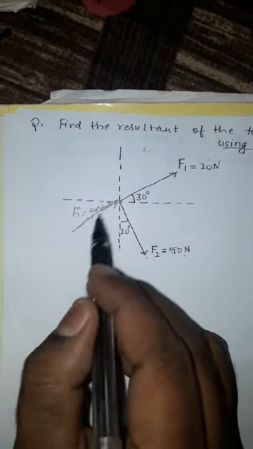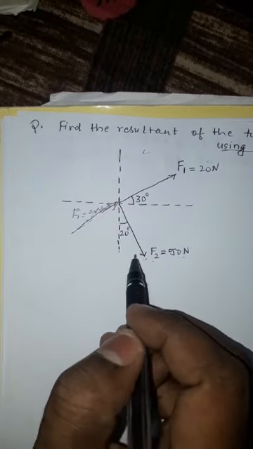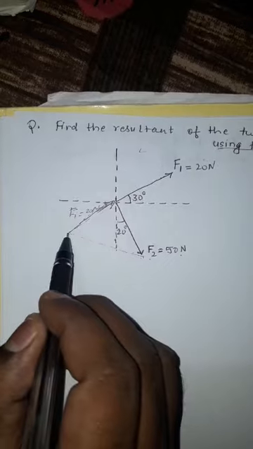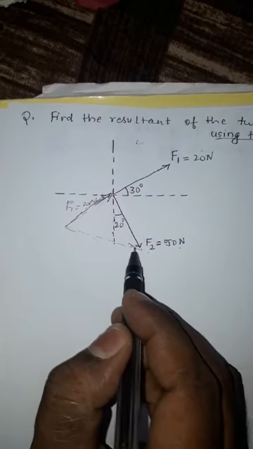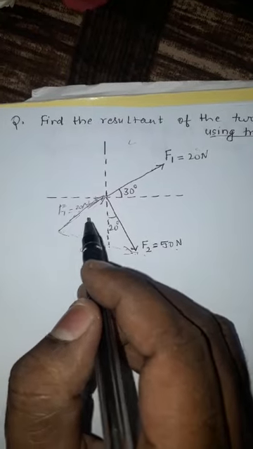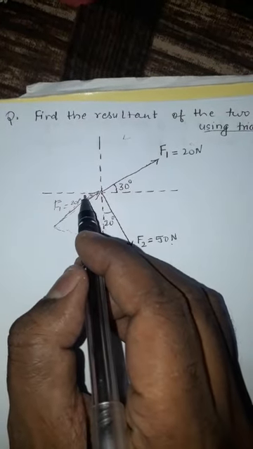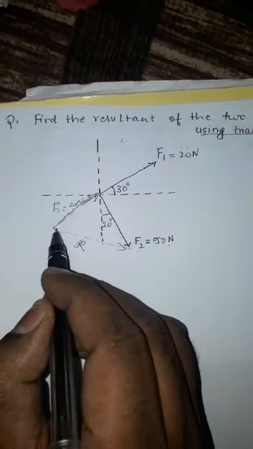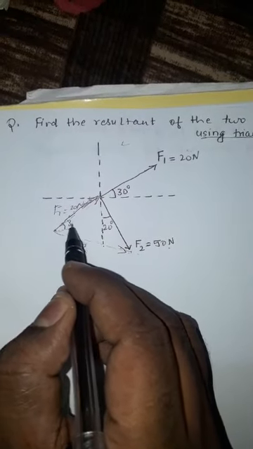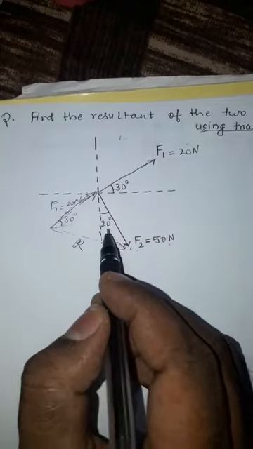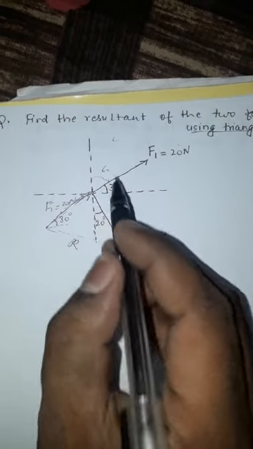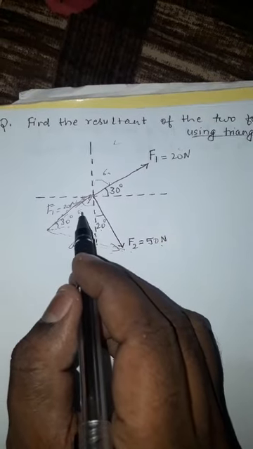So now these two forces are in a continuous direction. So this will become the resultant of these two forces. Now I am going to calculate the angle. This is a 30, this is a horizontal line, so this will become a 30 degree. Now this is a 20, this is a 60 degree, so this will become a 60 degree, that is the opposite angle.